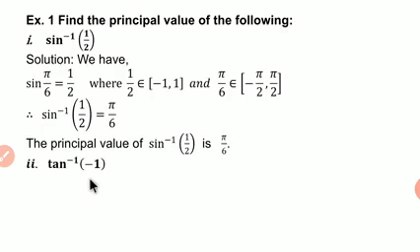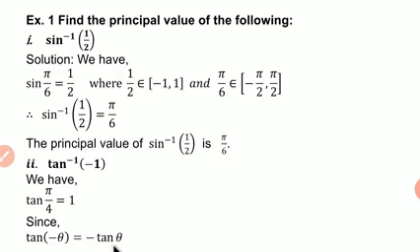Second example, tan inverse of minus 1. Our aim is to find the principal value of tan inverse minus 1. See the solution. We have tan pi by 4 is equal to 1. Also we know tan of minus theta is equal to minus tan theta. So use this concept here.